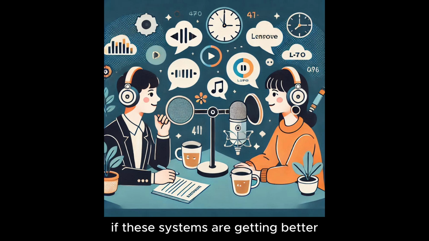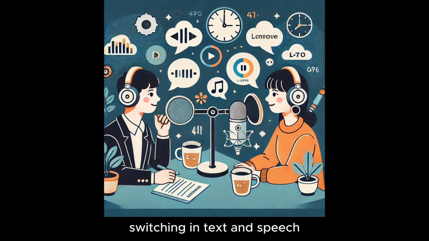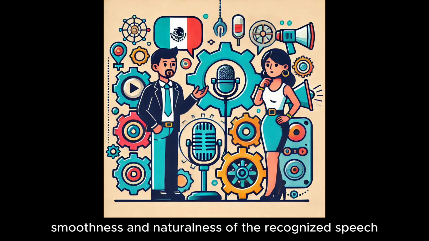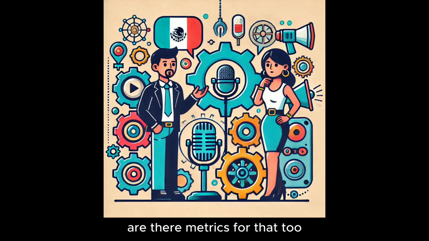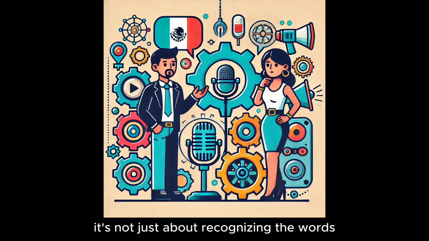But how do they know if these systems are getting better? Are there special metrics they use to evaluate code switching in text and speech? There are. For example, the M metric measures how accurately the system identifies those language switch points. Makes sense. But what about the overall smoothness and naturalness of the recognized speech? Are there metrics for that too? Yes, there are. Metrics like the I metric look at how smoothly the system handles those transitions between languages to make sure the recognized speech sounds natural. It's not just about recognizing the words, but also capturing the flow of natural code-switched speech.